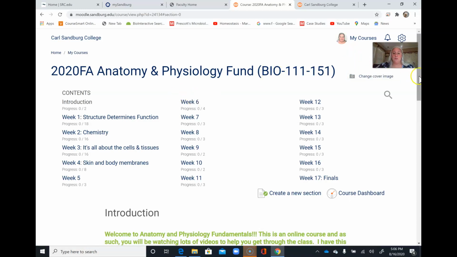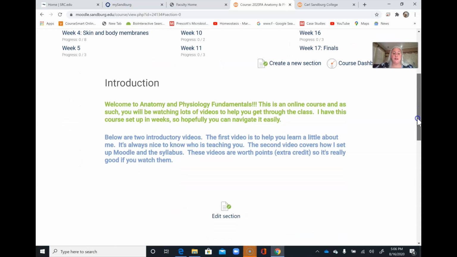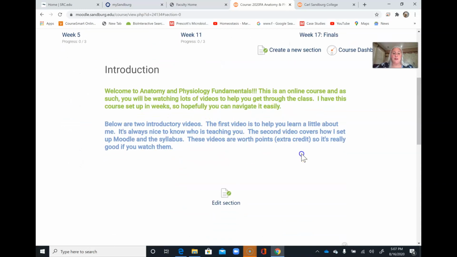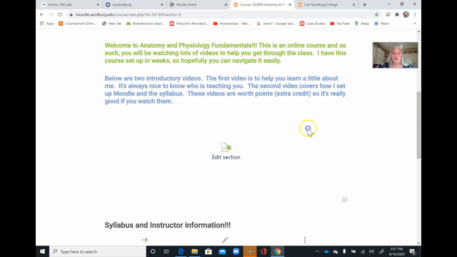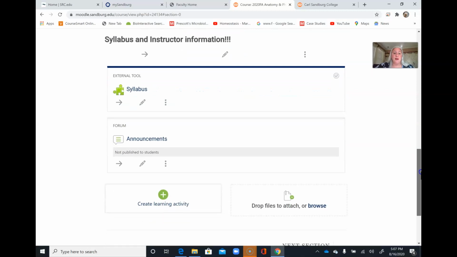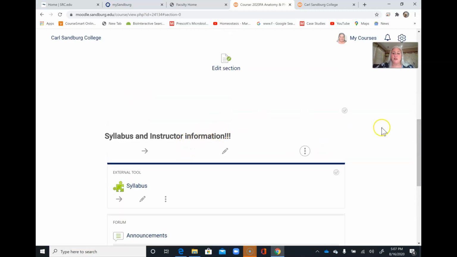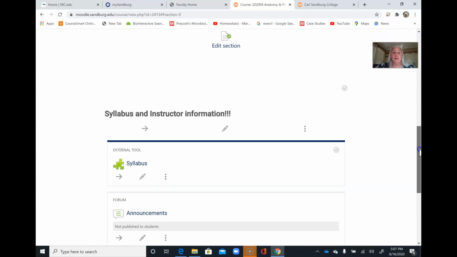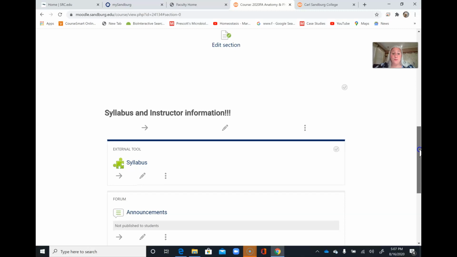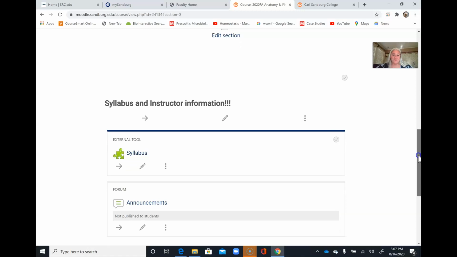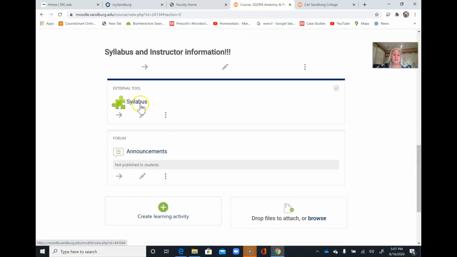You're going to be able to come down here and it talks about some information about anatomy and physiology. Tells you that you can watch some videos for extra credit. Then you come down here and you're going to find your syllabus. So don't worry, this is where syllabus and instructor information is. I don't have the getting to know me video or the syllabus video posted yet because I'm actually doing the syllabus video right now, okay? So let's get into the syllabus.